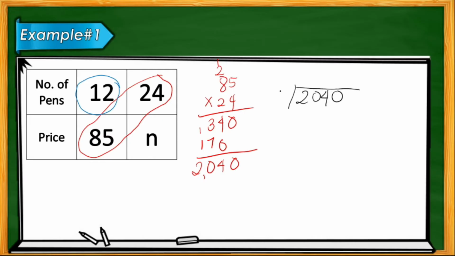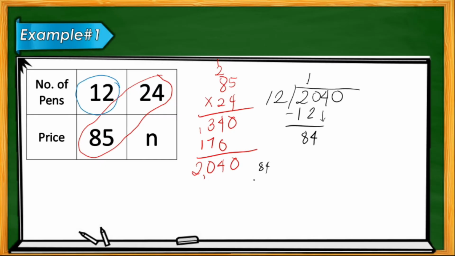2040 divided by 12. 20 divided by 12 is 1. 1 times 12, the answer is 12. Subtract: 20 minus 12, the answer is 8. Bring down 4. So 84 divided by 12, the answer would be... so how many 12 in 84?